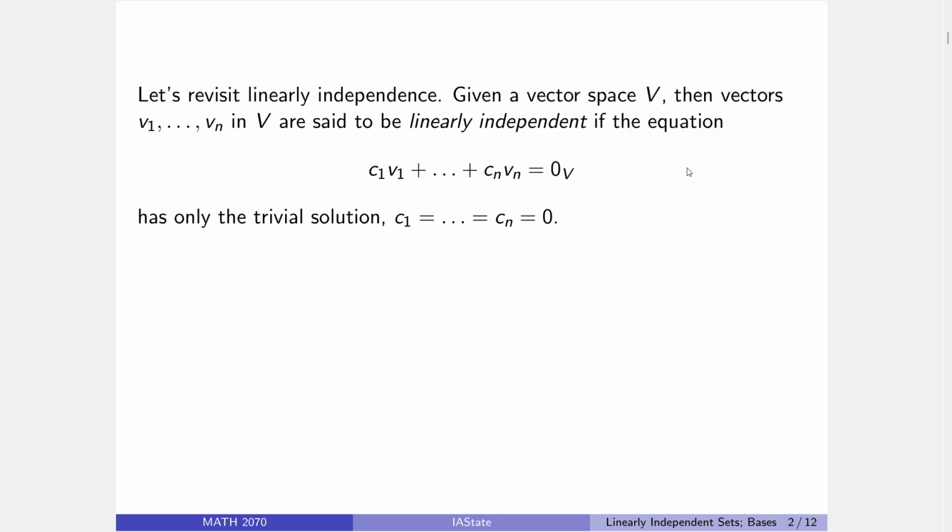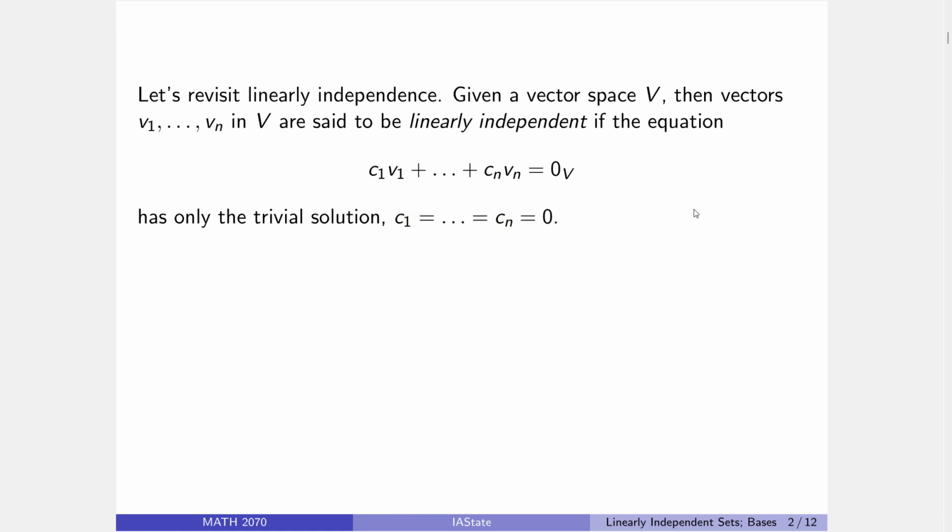Recall that linear independence formally is the requirement that if you have a list of vectors, v1 to vn, and you can create the trivial linear combination, in other words, if you can scale and add up your vectors and get the additive identity of your vector space, then the only way you could have done this was if the scalars that you used were all 0.